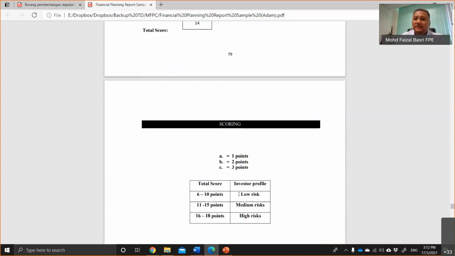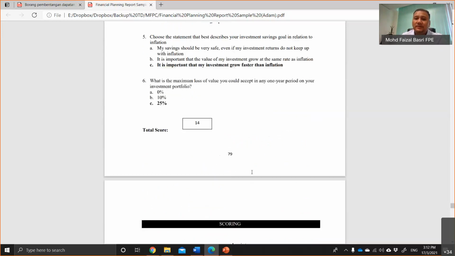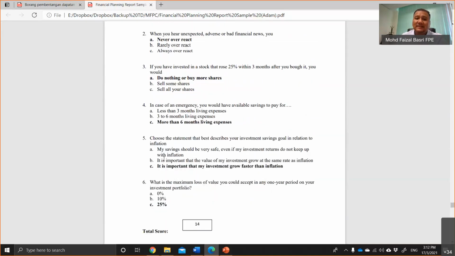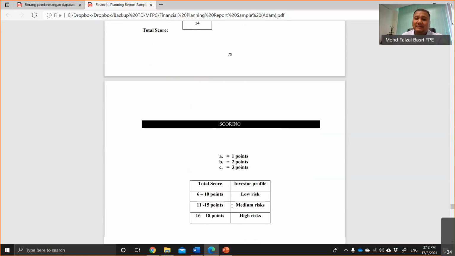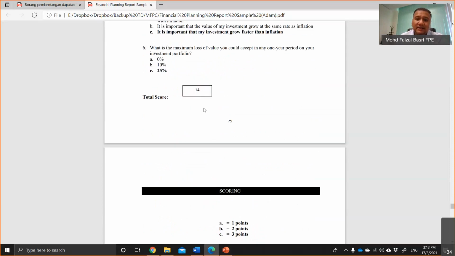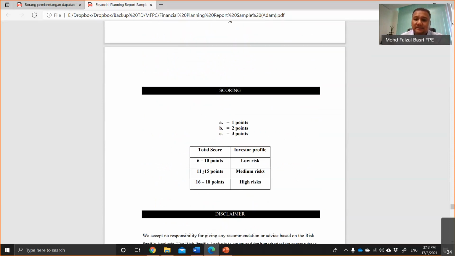So, this is their profiling here. A is 1 point, B is 2 points and C is 3 points. So, if all C, there are 6 questions, so the answer is 18. If 18, they will fall into the high risk investor category. Meaning, you can invest this particular person's money in any high risk investment. But for this person, they got 14. So, 14 is in the middle. Okay, so they are medium risk.